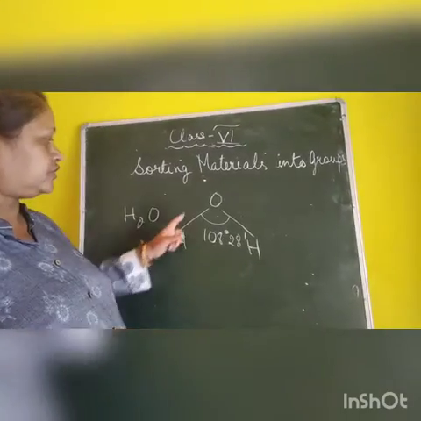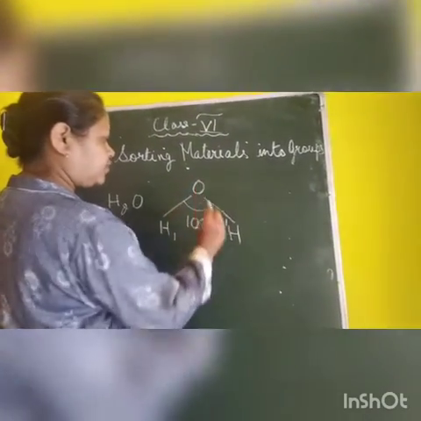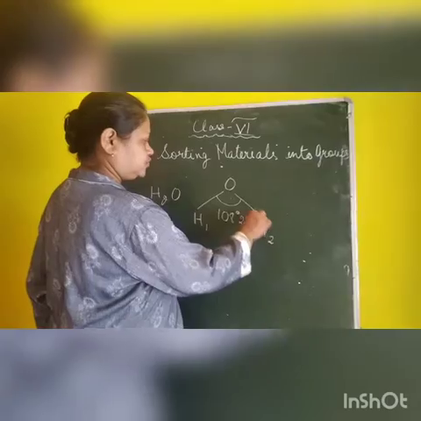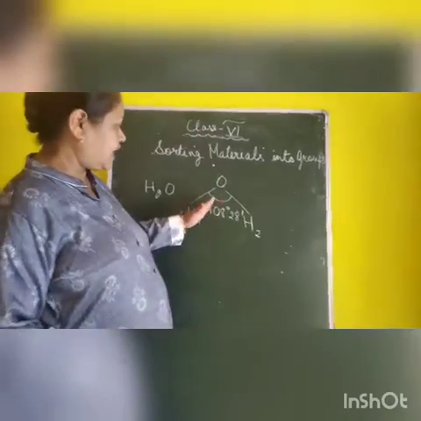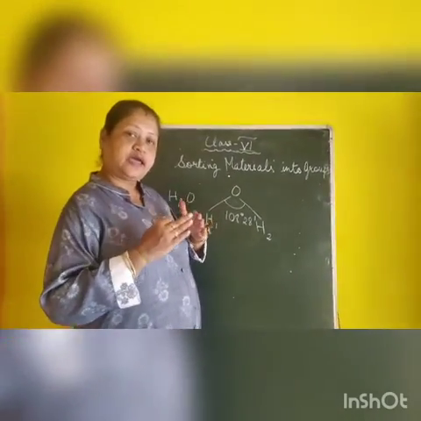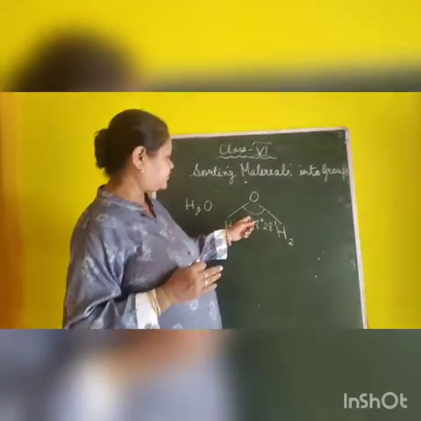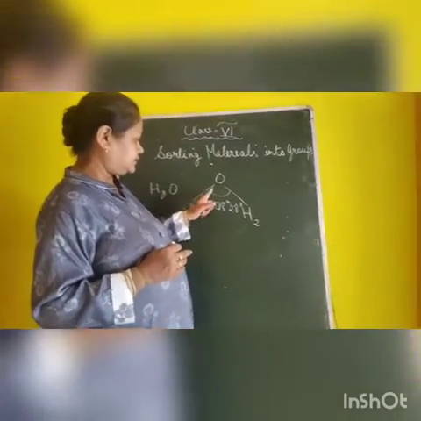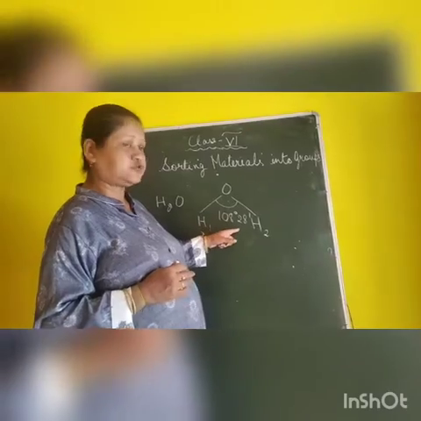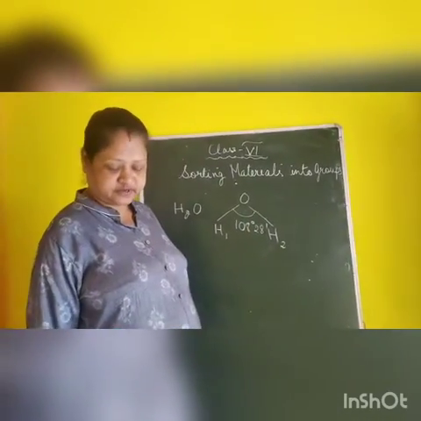That means hydrogen 1 will form a bond with oxygen and hydrogen 2 will form another bond with oxygen, and they will form the bond at an angle, and if you measure the angle, you will find that it is 108 degrees 28 minutes.